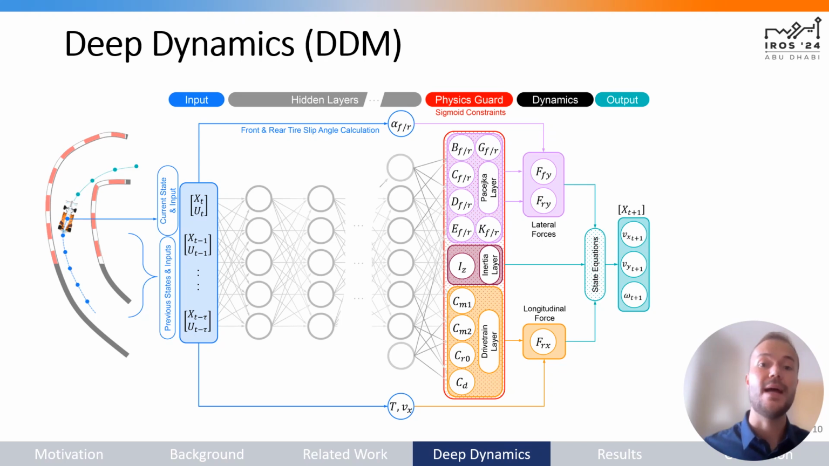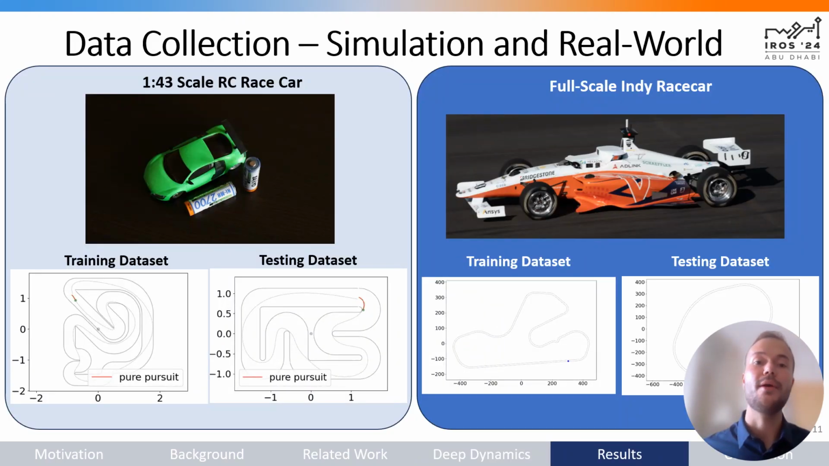Okay, now that we've established the structure of the model, let's talk about how we can train it. In our work, we collected data from 2 different sources. The first source is a 1/43 scale RC race car simulation environment called Bayes Race. Here we used one track to collect the training data set and one track to collect the testing data set.